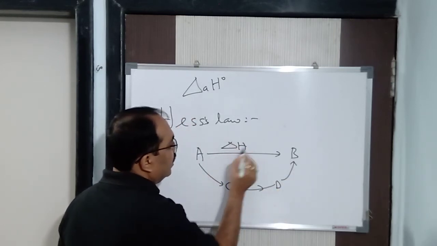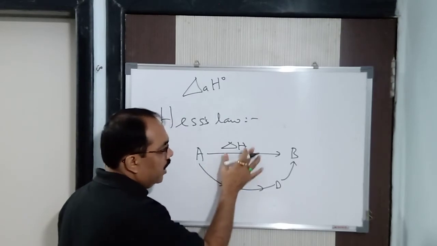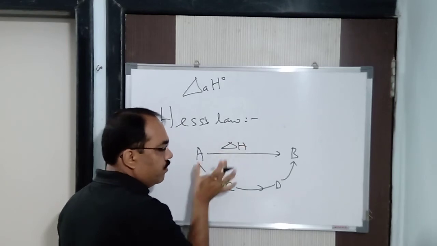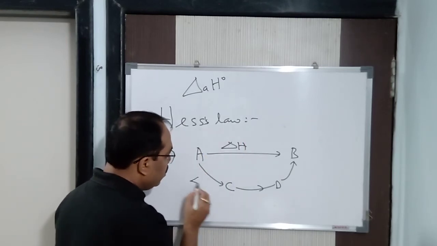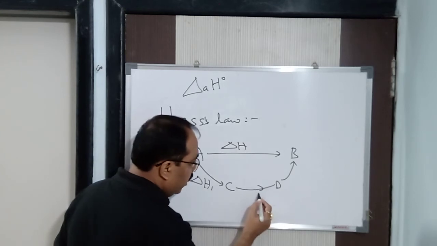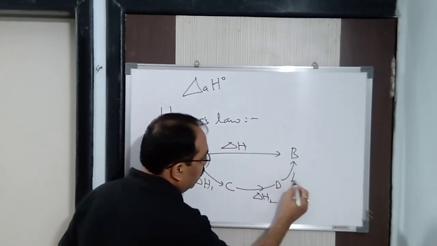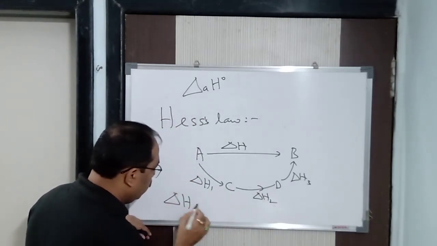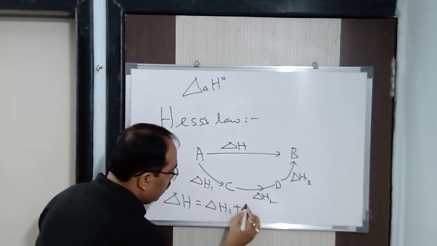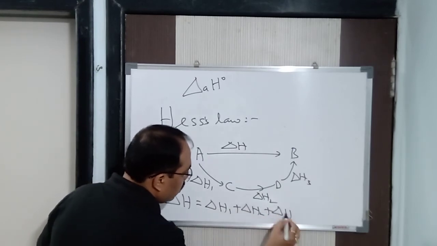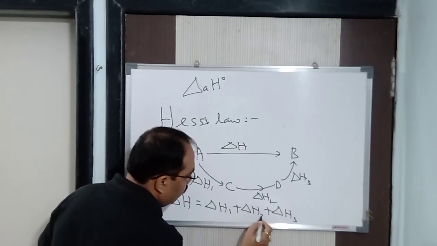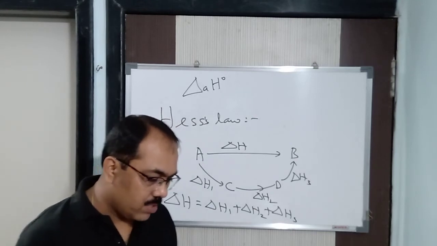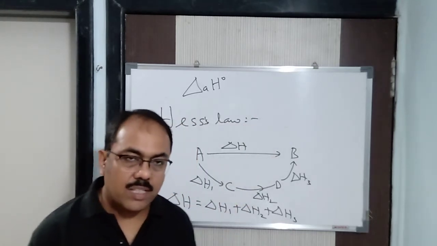So from A to B is delta H. Delta H may be positive or negative; it may be exothermic or endothermic, whatever it is, the enthalpy change is delta H. Now from A to C it is delta H1, from C to D it is delta H2, and from D to B it is delta H3. According to Hess's law, delta H is equal to delta H1 plus delta H2 plus delta H3. So the heat change is the same whether the reaction takes place in one step or in several steps.